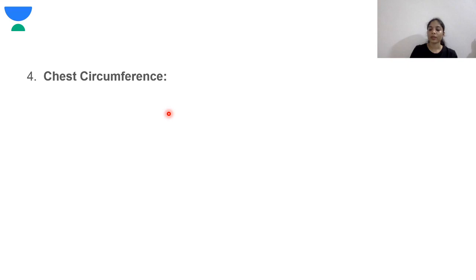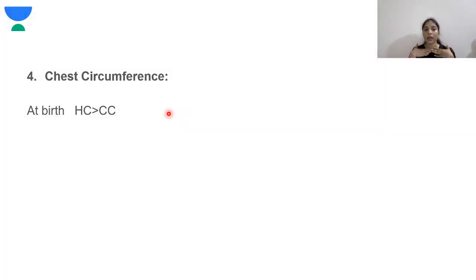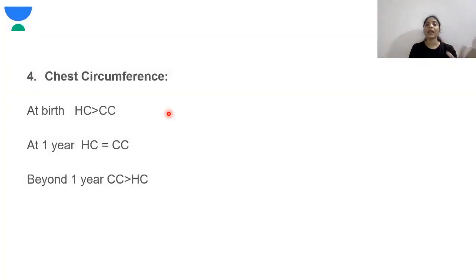So chest circumference. At birth, the head circumference is greater than the chest circumference. When does the head circumference equalize with the chest circumference? That is at 1 year. After that, the chest circumference becomes greater than the head circumference always.